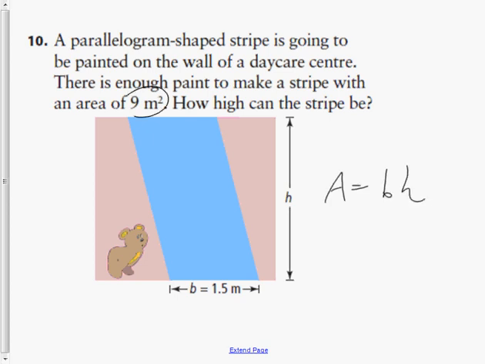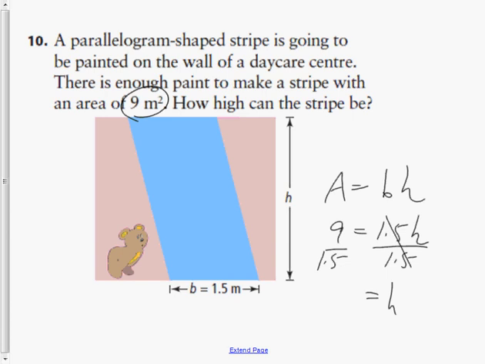The area is 9. The base is 1.5. And the height is unknown. So here we have to isolate the variable by dividing by a decimal, which is actually a grade 8 outcome. So we're going to divide both sides by 1.5.